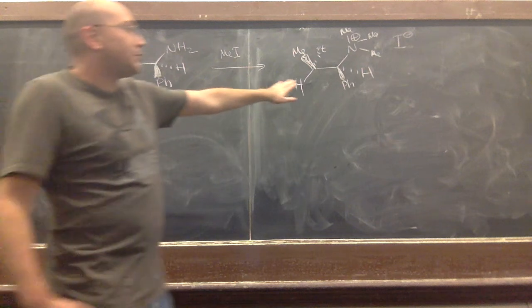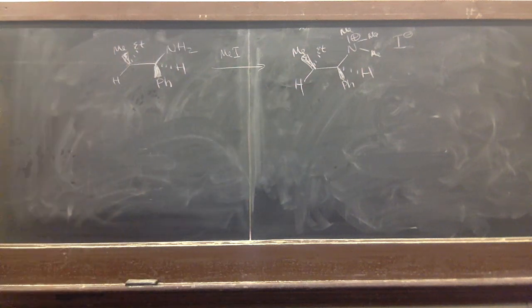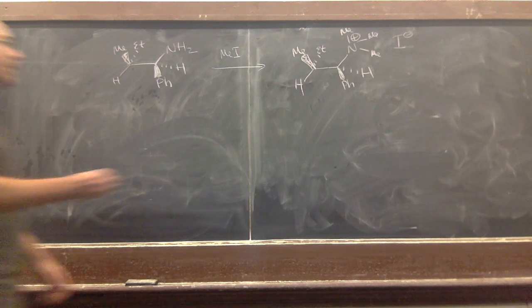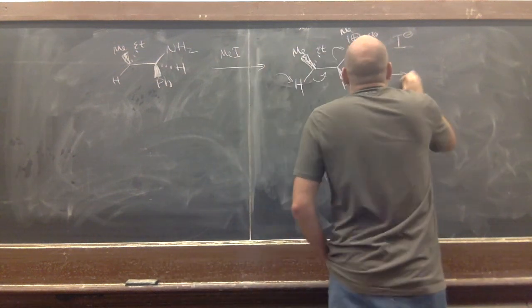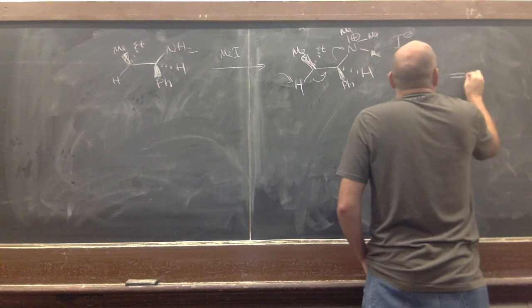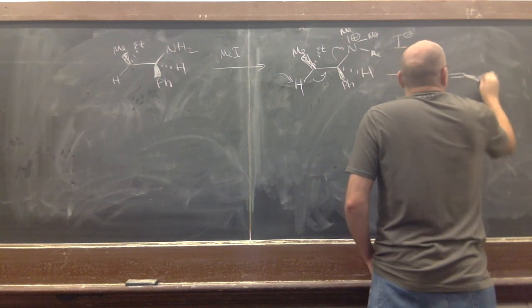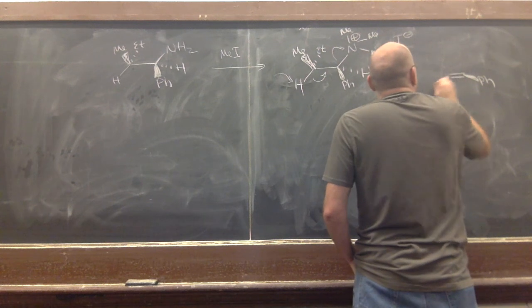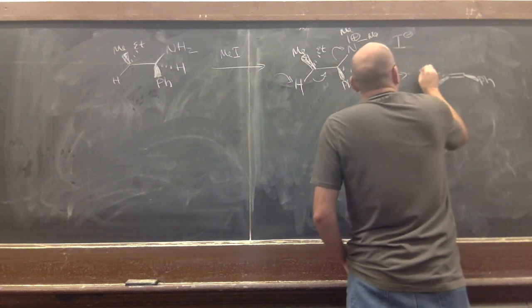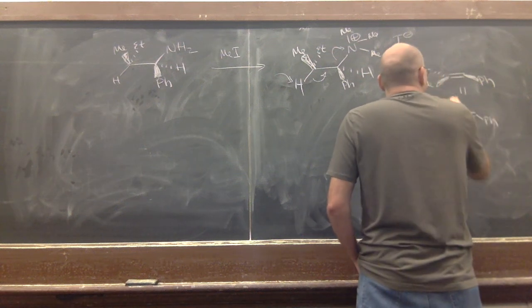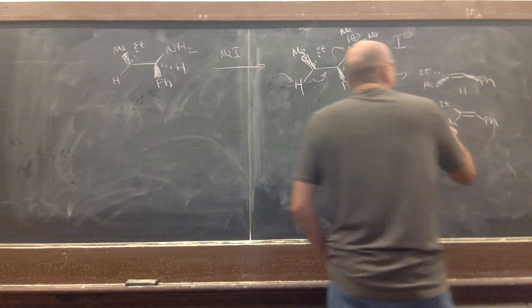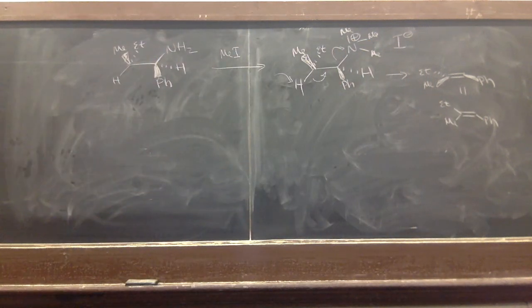Given this option, if we were to treat this with a base, we would get the syn elimination product that we saw previously. Okay? And ultimately, the product that would form would be this molecule here, where we haven't really had to change anything. Again, this is going to equal the same as this. Right? So I've already drawn it in the antiperiplanar fashion.